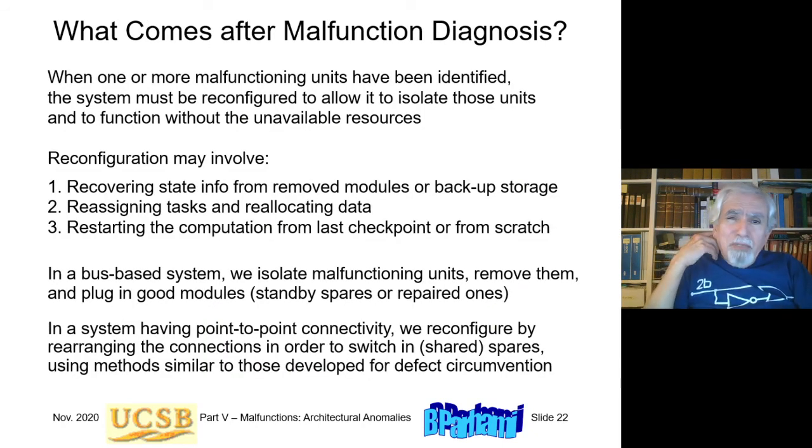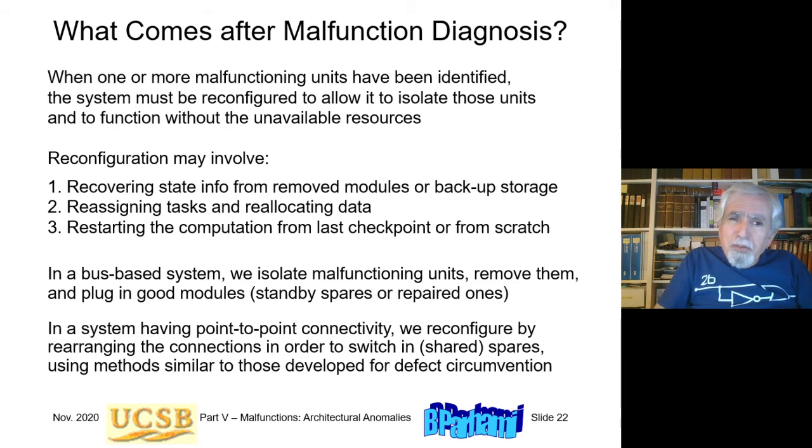So what comes after malfunction diagnosis? Suppose you diagnosed the bad modules, the malfunctioning modules. What next? Well, I mentioned that you need to remove them, but how do you actually remove the modules? Usually removal is done through reconfiguration, and that's the topic of the next chapter that I'll cover.